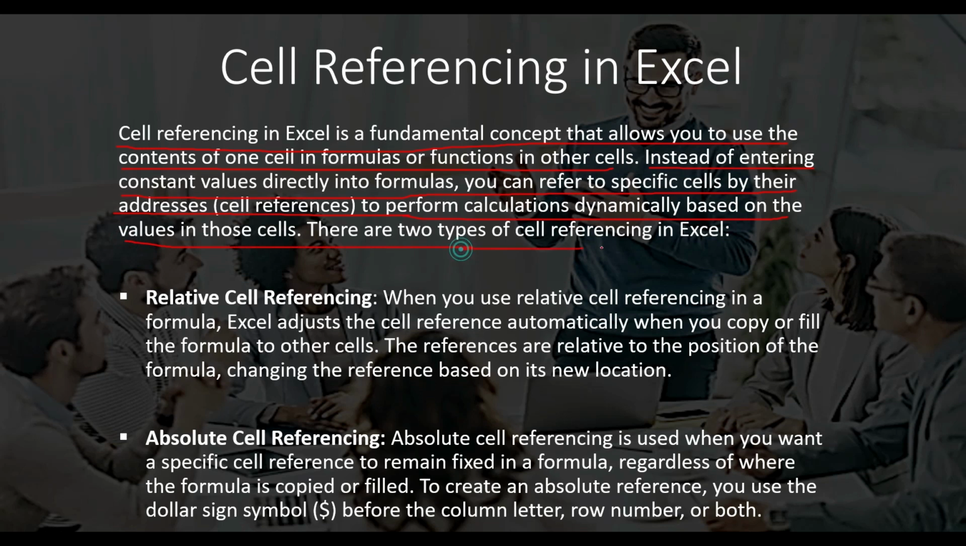There are two types of cell referencing in Excel. Not two types, it is misspelled. There are three types of cell referencing. First is relative cell referencing. When you use relative cell referencing in a formula, Excel adjusts the cell reference automatically when you copy or fill the formula to other cells. The references are relative to the position of the formula, changing based on its new location. Let's understand this. What is a relative cell reference?